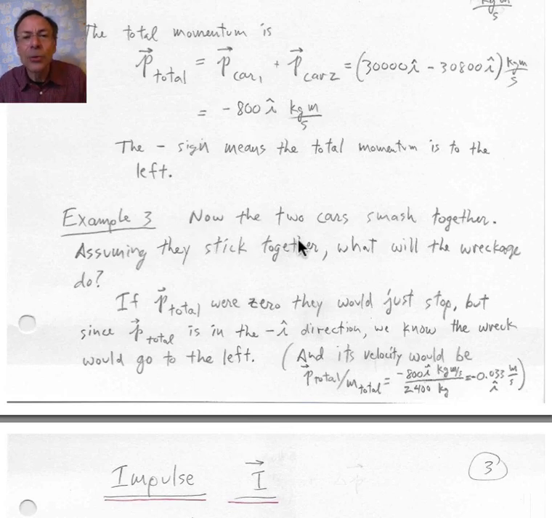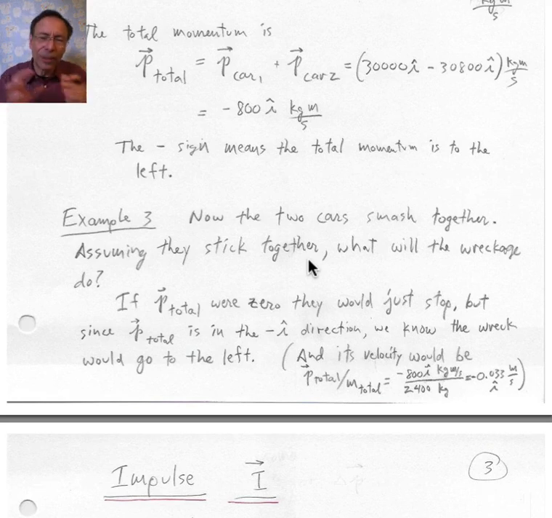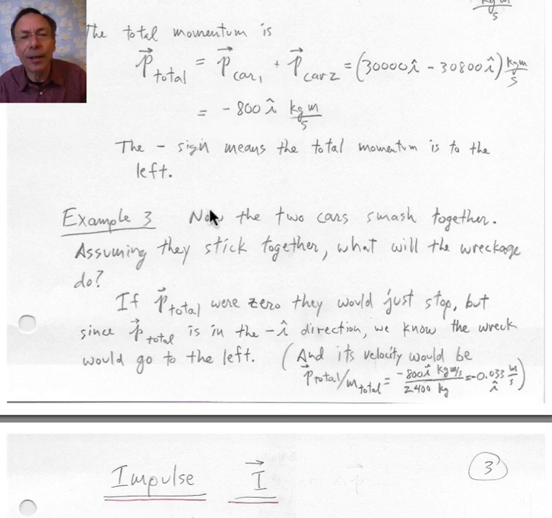Now, the two cars smash together. And let's say that they stick together. And let's say that the wheels don't lock up, and we can sort of ignore friction, just say, what's this wreckage going to do? Well, the fact that the total momentum is to the left here, negative 800, tells us that the overall motion, right, as Newton would have said, the total quantity of motion, it's leftward. And so after the smash up, they are going to be going to the left.